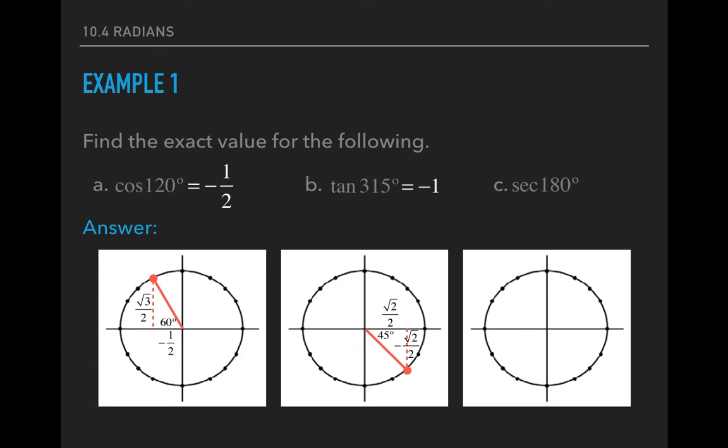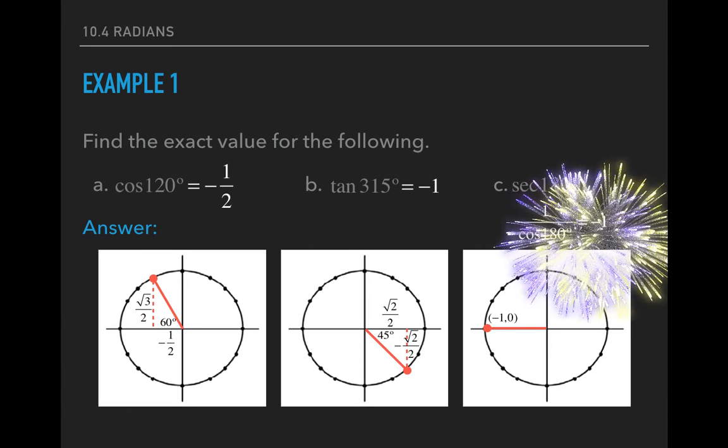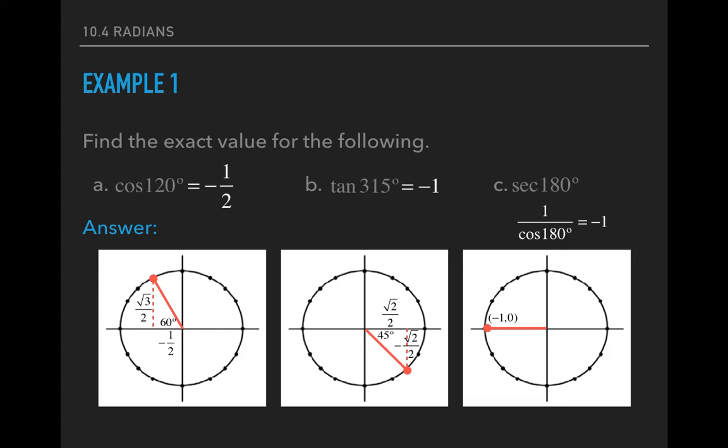All right, now let's look at secant of 180. 180 is, well, that horizontal line right there, and you can't create a triangle, but we do know that that point, the x value is negative 1, and it will have no height, no y value. Secant is the reciprocal of cosine of 180, and cosine is the x value. What is our x value? It is, for this point, negative 1, so our final answer here will be negative 1. 1 divided by negative 1 is negative 1.